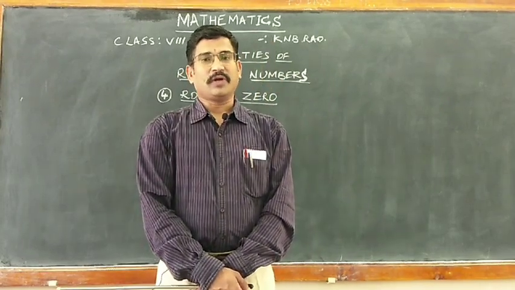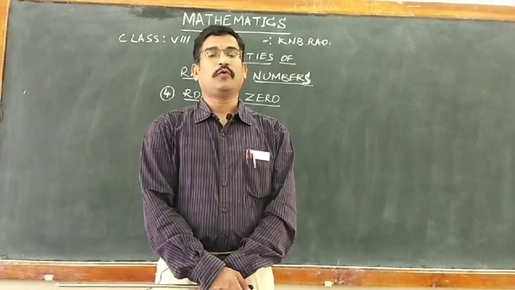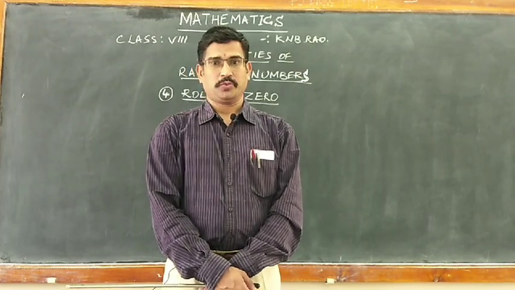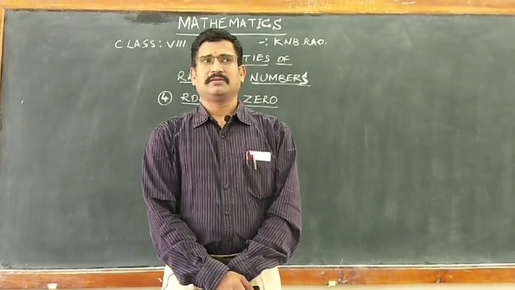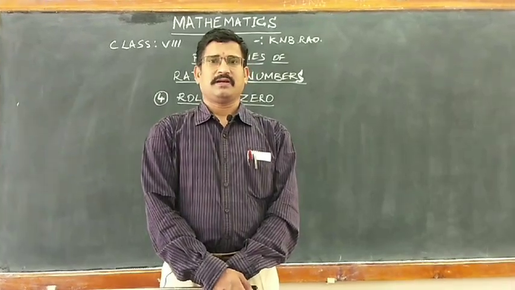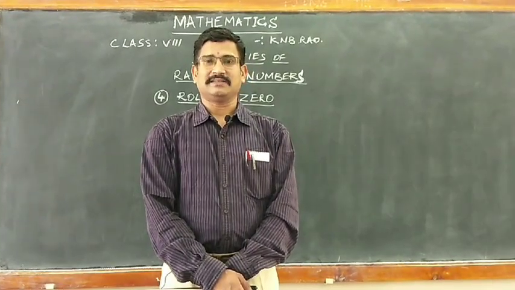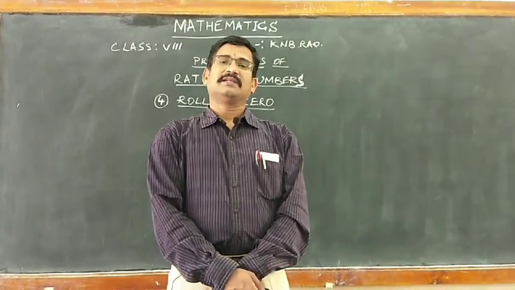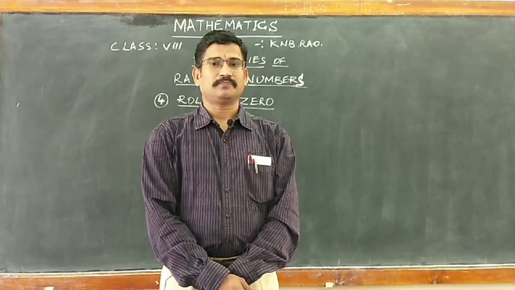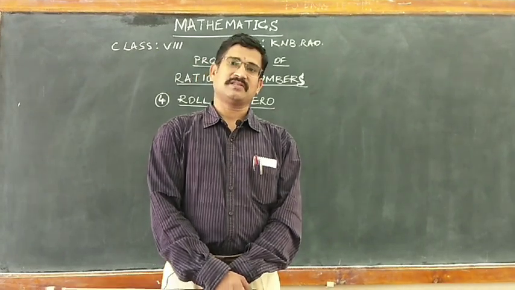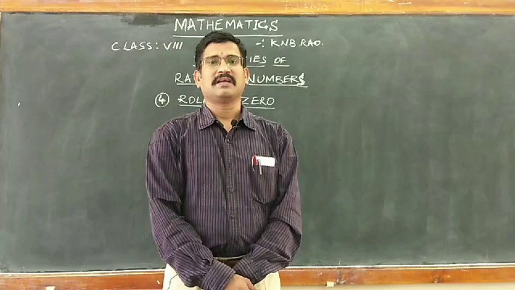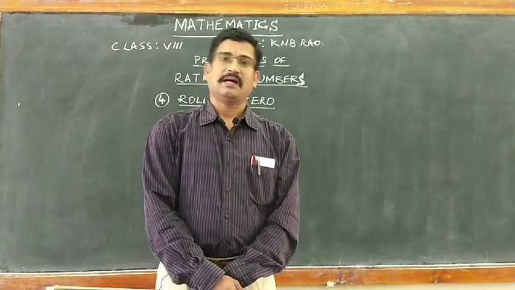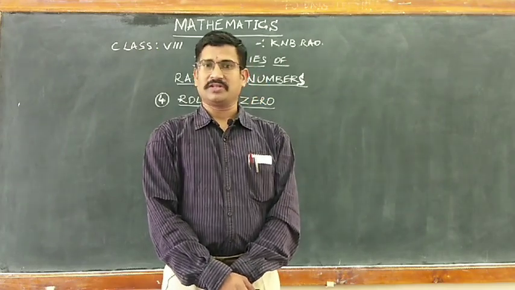Children, today we are going to learn the 4th property called role of 0. It is just one phrase for making you understand that here we are learning only about 0. In fact, there is a name for this property also. I will tell you once we see some examples and we understand the meaning of role of 0, the name of this property. Okay, children?